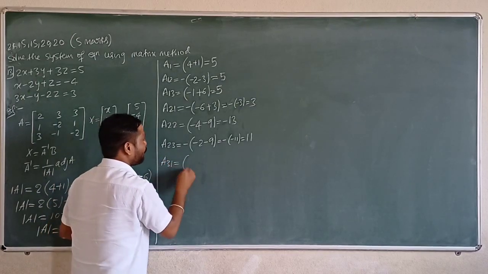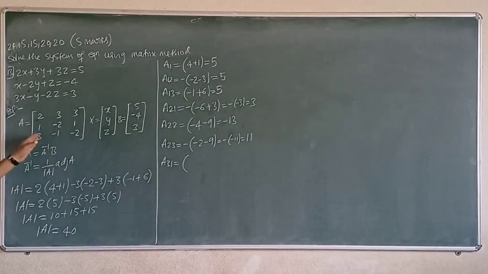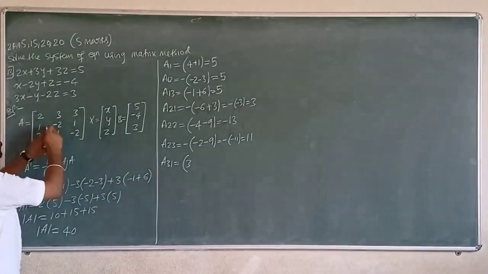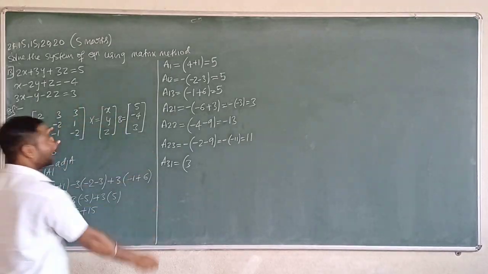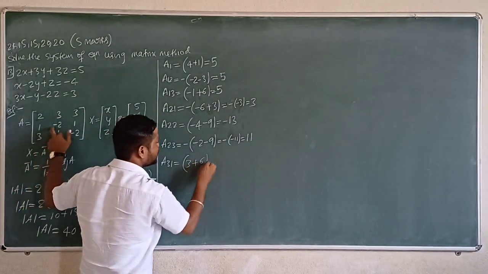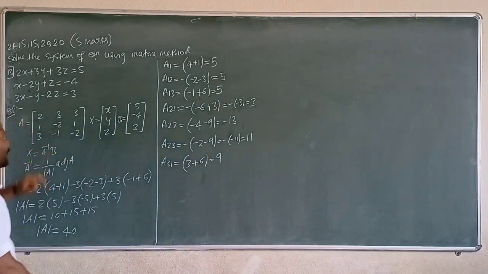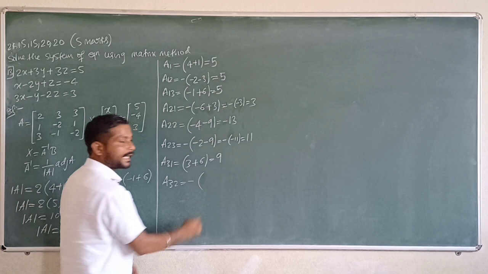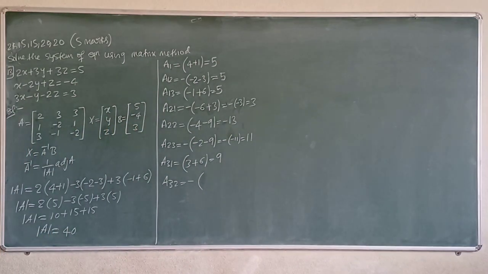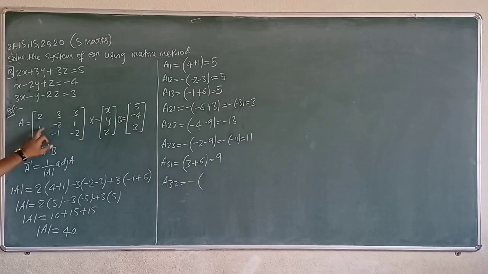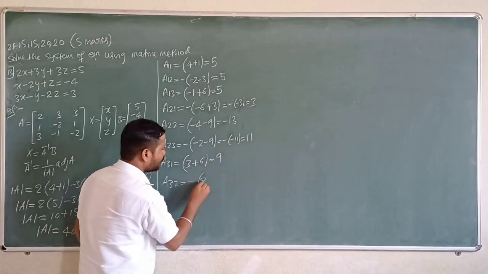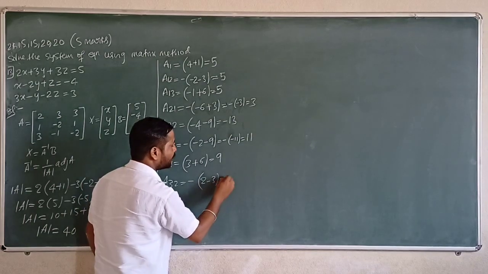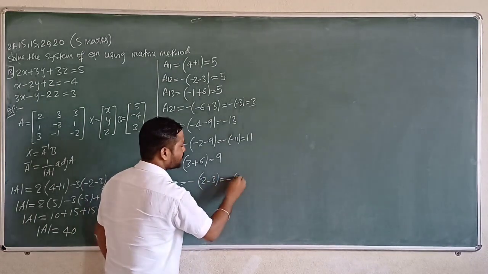Then go for A31. A31 is positive. Third row, first column. Then 3 1s are 3. Minus into plus minus, minus into minus plus, 2 3s are 6. 6 plus 3 that is 9. Take up next A32. A32 is negative. Delete third row, second column. Then 2 1s are 2, minus 1 3s are 3. 2 minus 3, this one negative as it is, 2 minus 3 is minus 1.